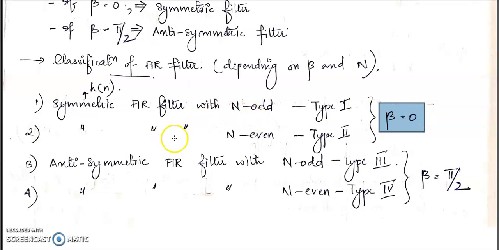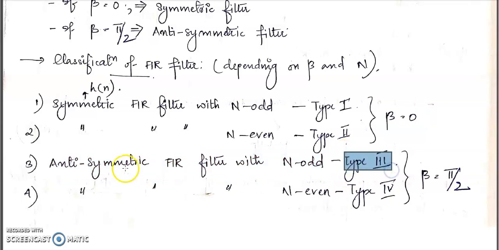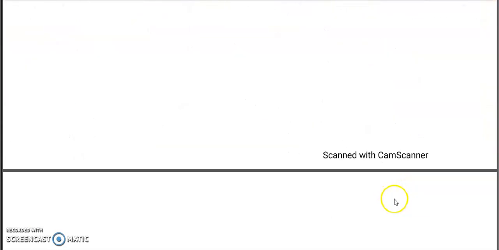Then the third category is the anti-symmetric FIR filter with N odd, and it is termed as type 3 filter. And the last category is the anti-symmetric FIR filter with N even, and that is the type 4 filter. These come under the category of anti-symmetric filter. So in both of these cases beta will be pi by 2. We can explain in detail.